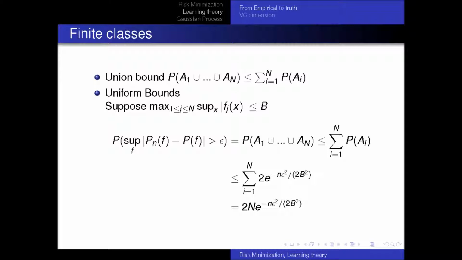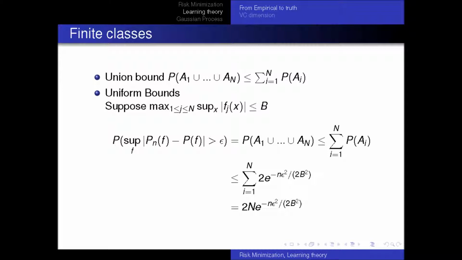The supremum over F of this inequality is equal to the union of all these events. Each event just represents, for each F, that the absolute value of P_n F minus P F is bigger than epsilon. And the probability of the union of these events is less than or equal to the sum of the probabilities of each element. And each is less than or equal to the Hoeffding bound we already got. And if we sum them up, these are just constants, and we get 2n times the Hoeffding bound.